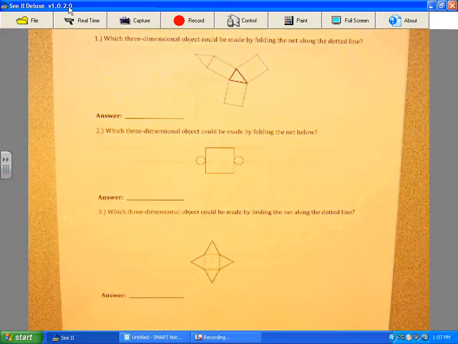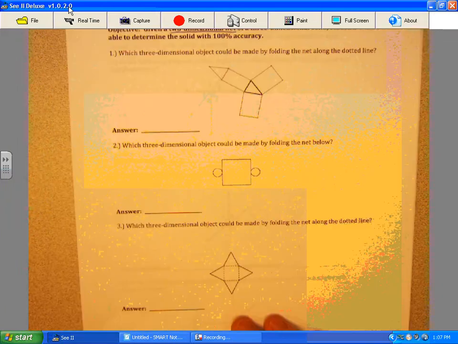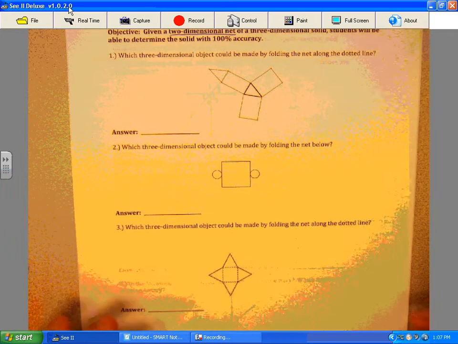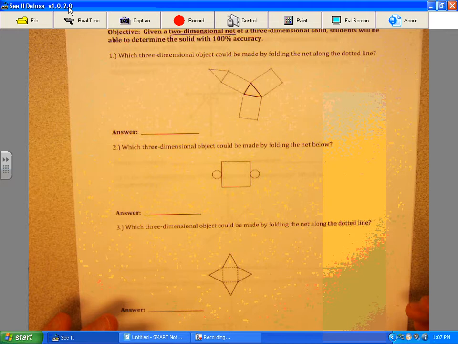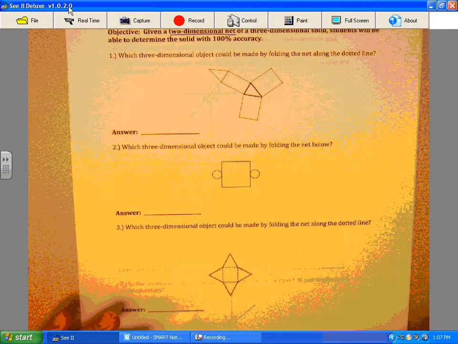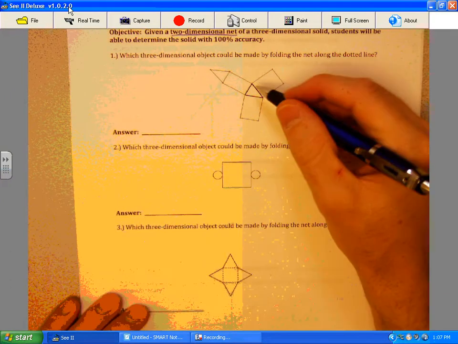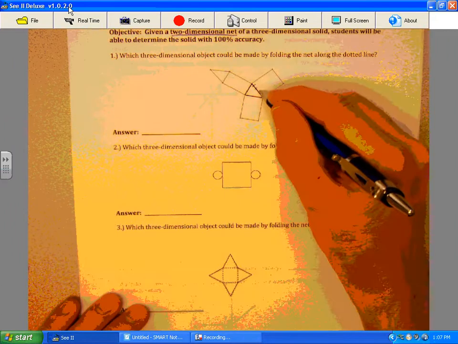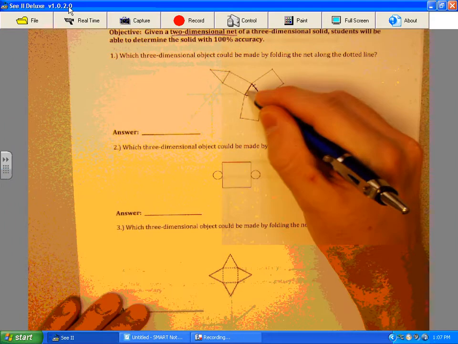So let's take a look at some problems we have here. First one up. Which three-dimensional object could be made by folding the net along the dotted lines? Okay, and the dotted lines are a little bit hard to see. They're actually this darker line that you see here. So right here are our dotted lines.